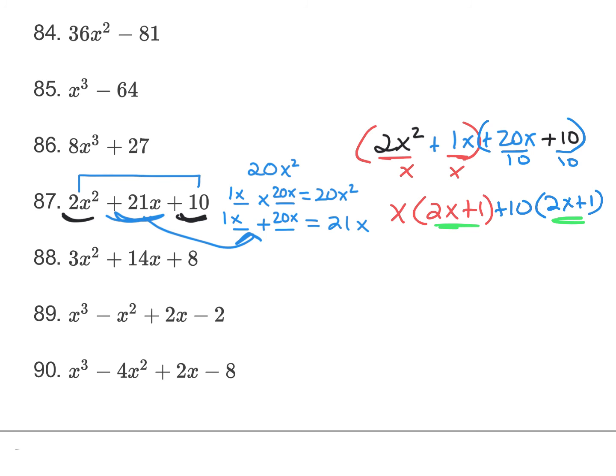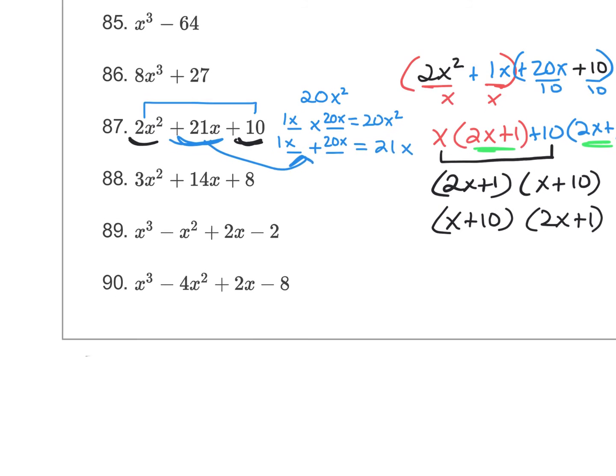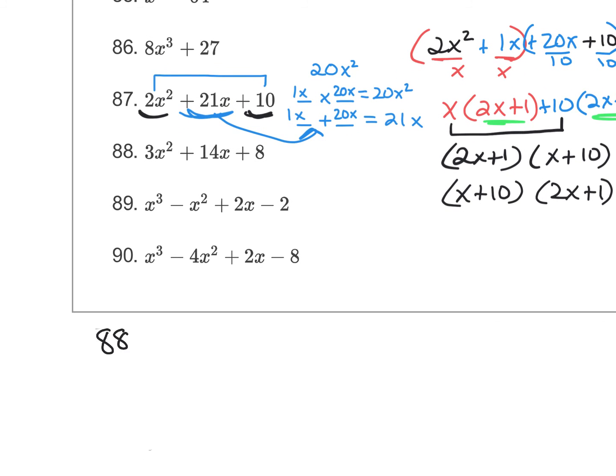So now I rewrite that once, the 2x plus 1, and then I take the two GCFs that I just divided by, put them together. And again, on this one, it doesn't matter if you put it as x plus 10 or 2x plus 1. The order here of the binomials doesn't matter, but it matters where that 1 and that 10 ended up. Number 88, same thing. I'm going to go ahead and let me just rewrite it here so I have lots of room.